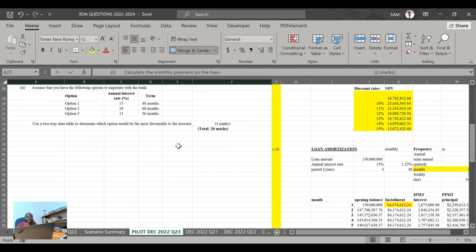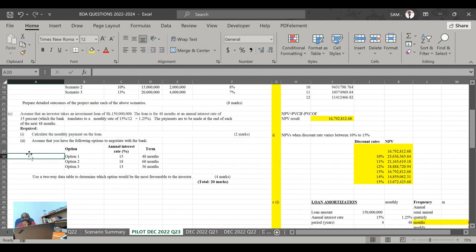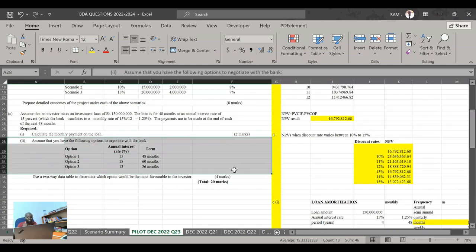Now, in the next video, we are going to see how we are going to use a two-tailed data table to compute this Roman number 2 here. So see you in the next one.